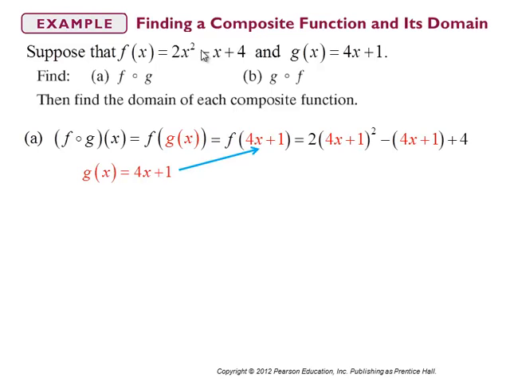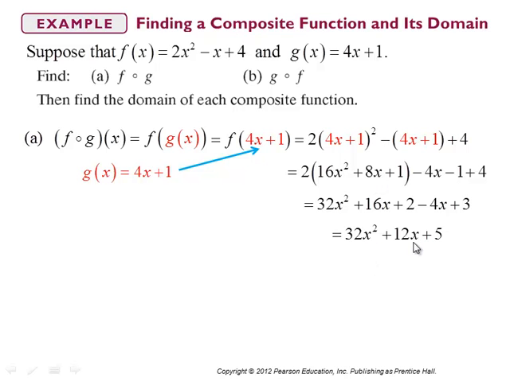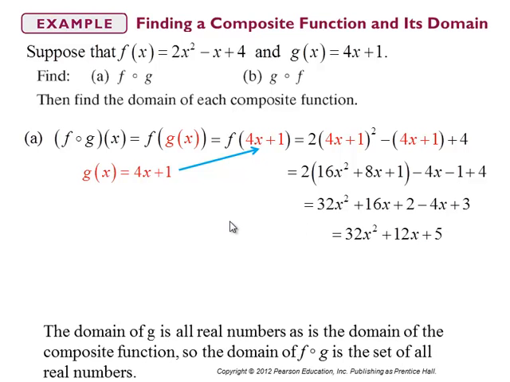Okay? And as a matter of fact, if you were to go ahead and take the composition of f with g, you replace x in f by the 4x plus 1 like we're doing here. And then you multiply it out, simplify, collect like terms. And 32x squared plus 12x plus 5 really is the result of doing that composition. And indeed this function has no restrictions. So all real numbers will be in the domain for f of g.